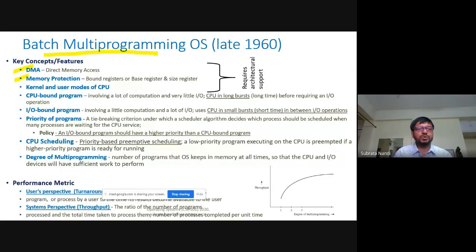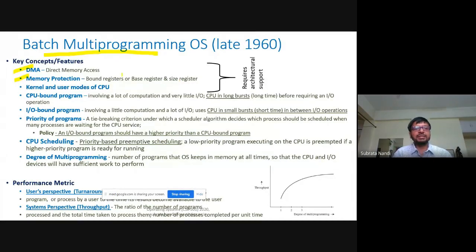Memory protection, we talked about it earlier: if multiple processes coexist, there must be some bound registers, or you can think of a base register with some size, which will provide the range of locations that a particular running process can access in the user mode.